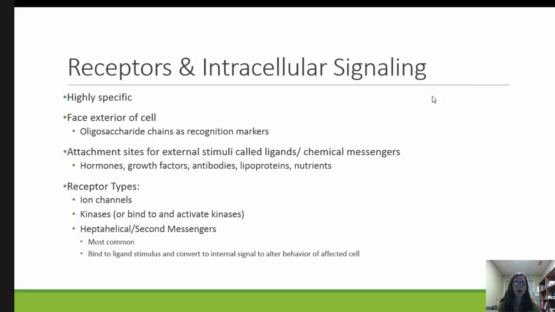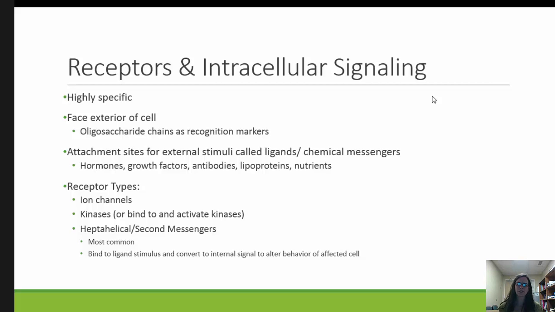Now, when you talk about receptors on the cell and receptor types, we have three main types. We have ion channels that can move ions in and out of the cell. We have kinases. Get used to kinases because we are going to talk about kinases a lot, and I'll talk about exactly what they are in a moment. And then we have second messenger systems, and second messengers are the most common.